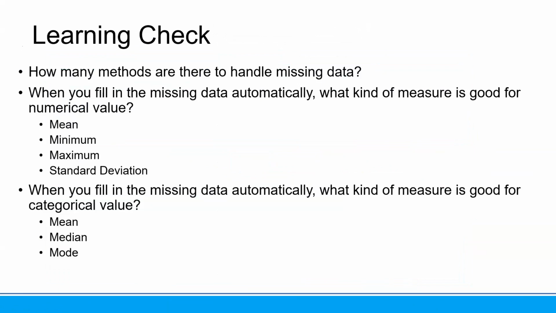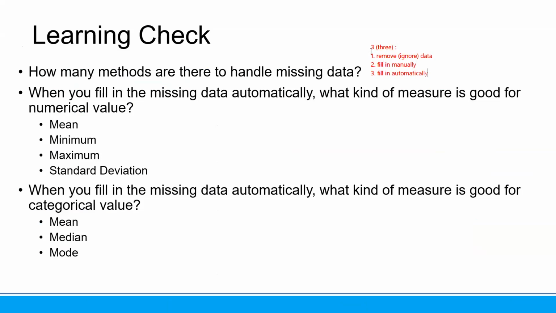So this is just a simple learning check. Okay. So how many methods are there to handle missing data? We have at least 3. Okay. What are they? First is just remove or ignore the data. 2 is fill in manually. And then 3 is fill in automatically.